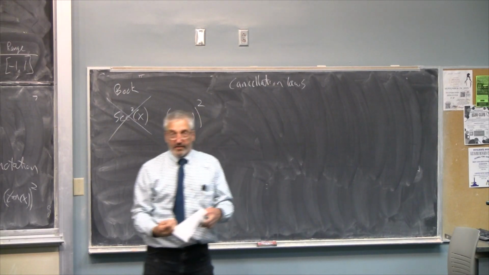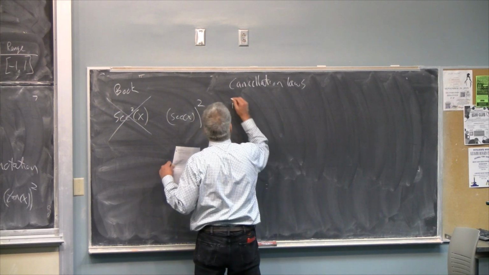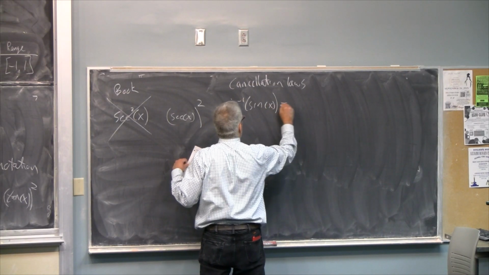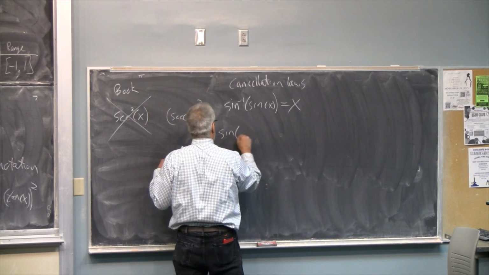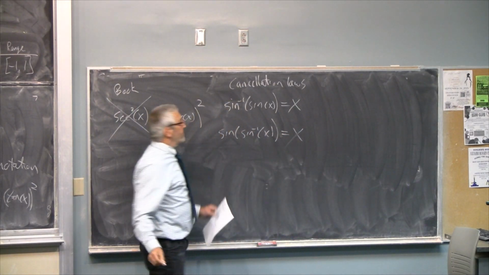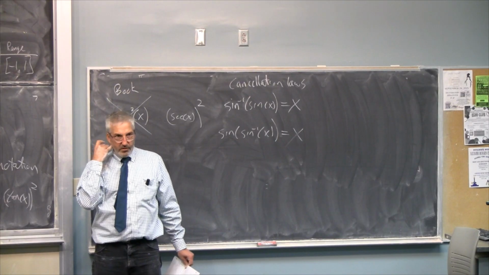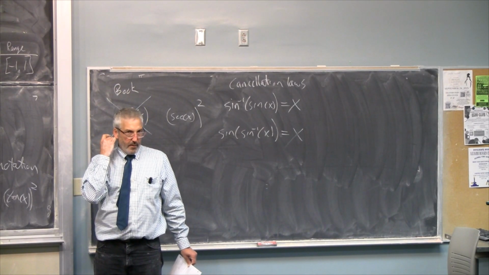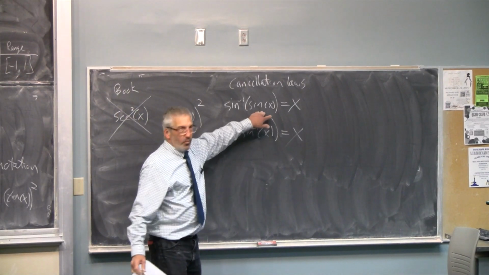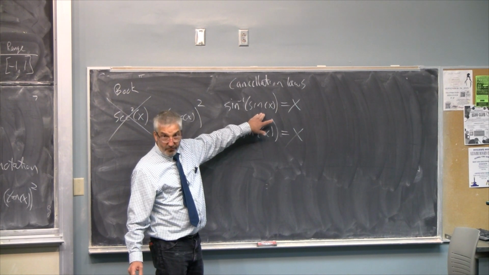Remember, the cancellation laws have to do with the relationship between a function and its inverse function. It's just that simple. If you compose a function with its inverse function, you just get what's called the identity function. Except it's not actually that simple. This is only true when x is a number that's allowed to be plugged into the restricted sine function.